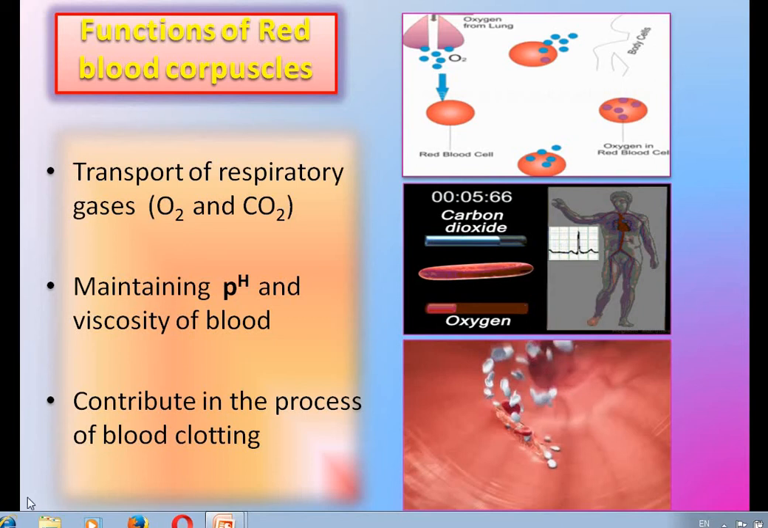Good morning students. Today we are going to learn about the next topic in chapter number 8: functions of RBCs, that is red blood corpuscles. The first function is transport of respiratory gases, that is carbon dioxide and oxygen. Oxygen and carbon dioxide can be transported by the red blood corpuscles.